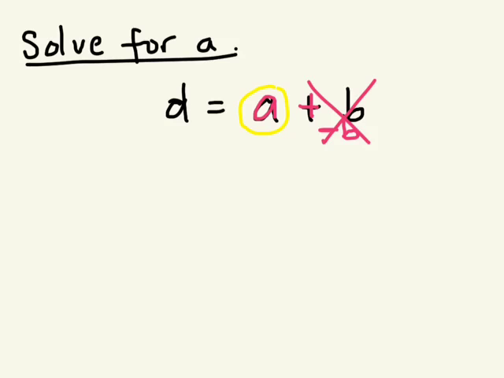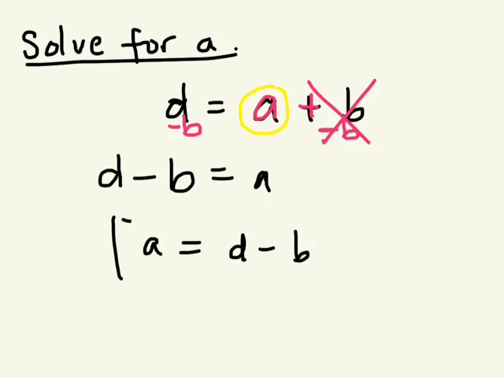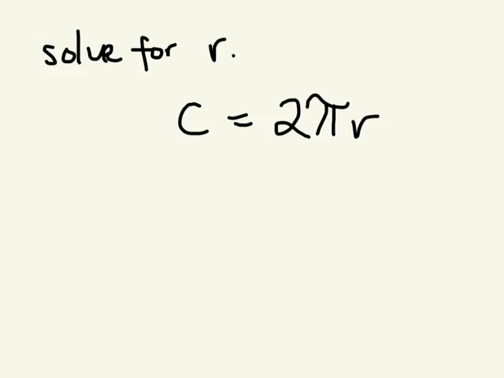What do you have to do to the right side? You have to subtract b. Right. So let's rewrite this a little neater. So a is equal to d minus b. Right. D minus b equals a, or a equals d minus b. And we've solved for a.